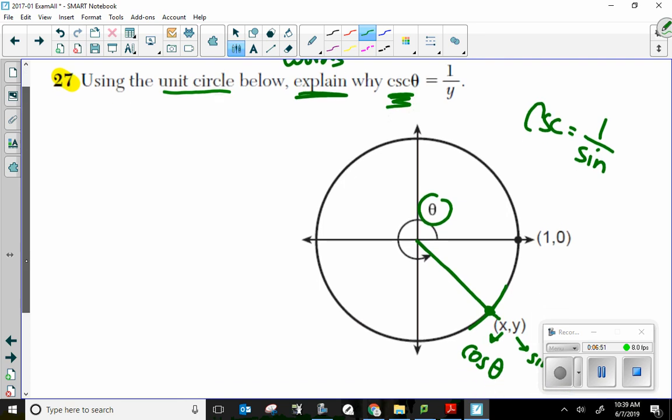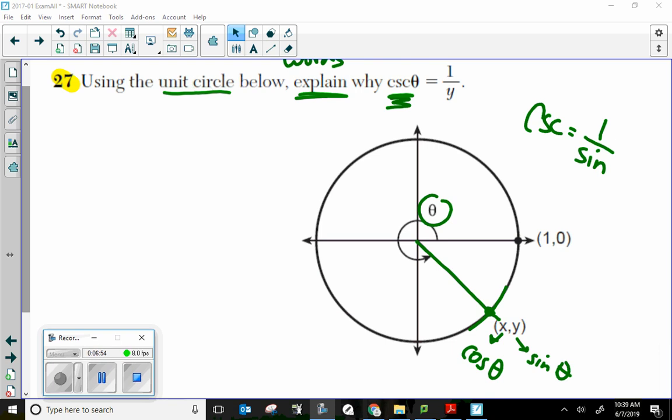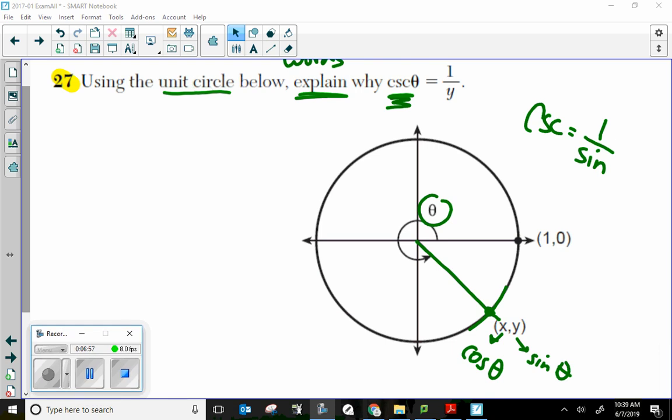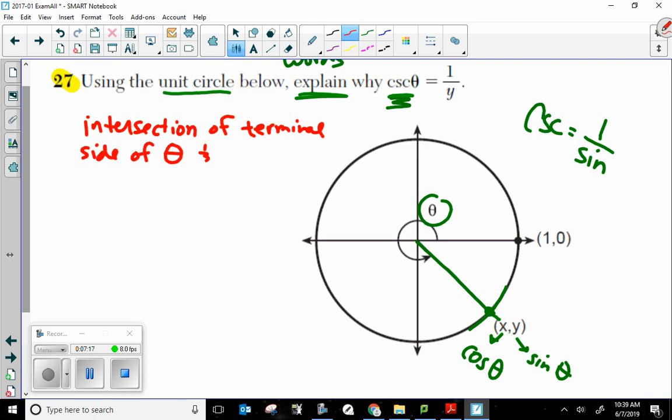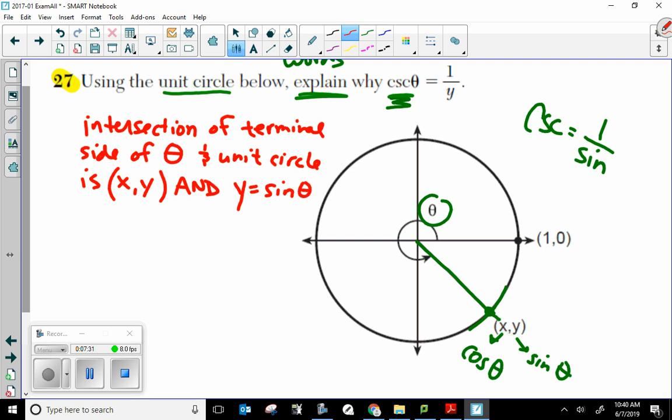Let me lower this just a little bit so I can get in and move this over here. All right? So let's do this. I know that the intersection of the terminal side of theta and the unit circle is x comma y, and y is equal to the sine of theta.